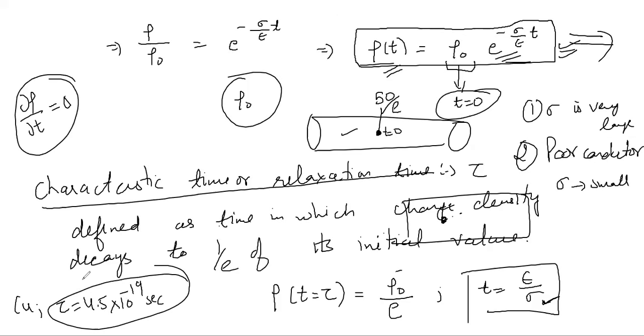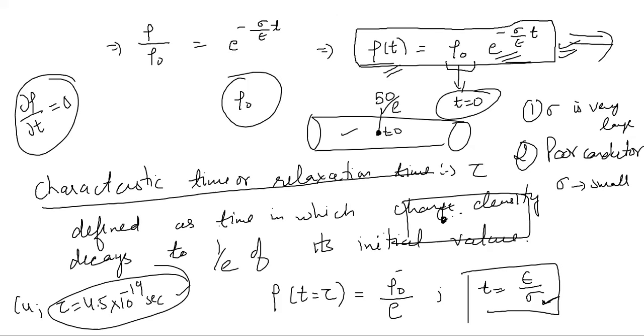If you place any amount of charge on the copper, within this much time the charge will be reduced to 1 by e of the initial amount of charge that you have placed on the copper. This is how fast the charges are going to be redistributing themselves.